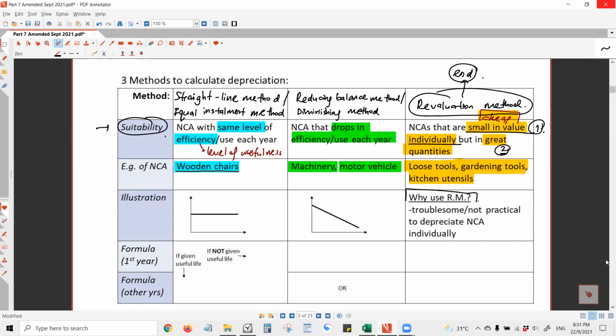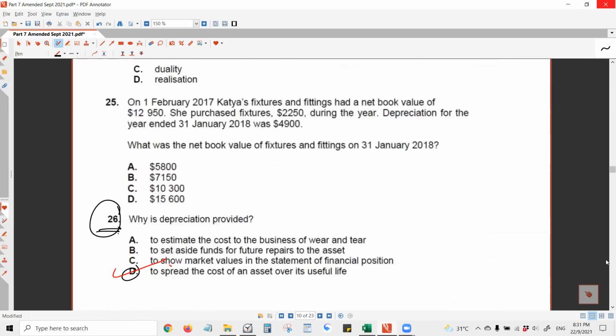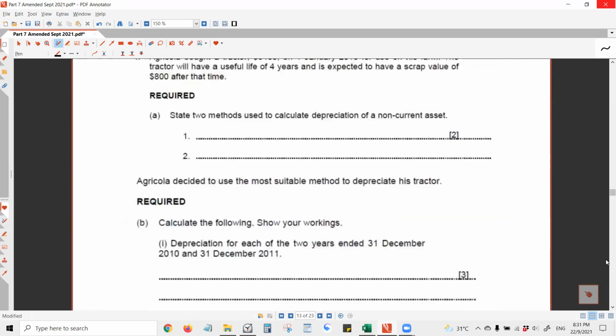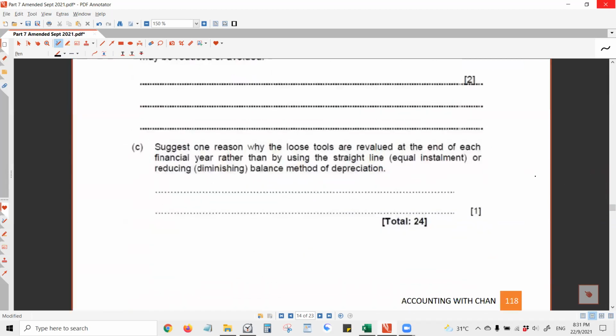Let's see those questions that I mentioned. You go to page number 118, page 118. All these are past exam questions, okay? Very relevant to your exam.